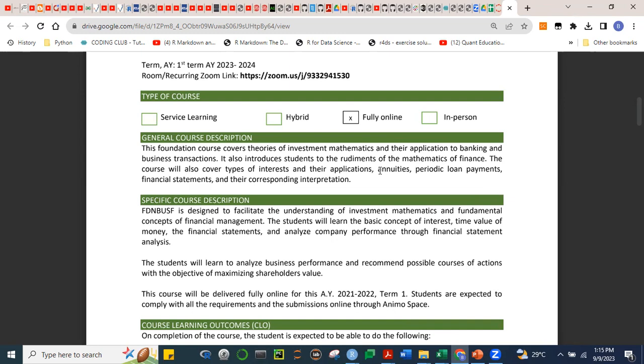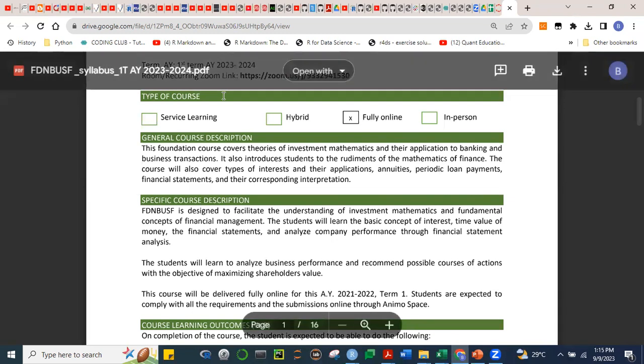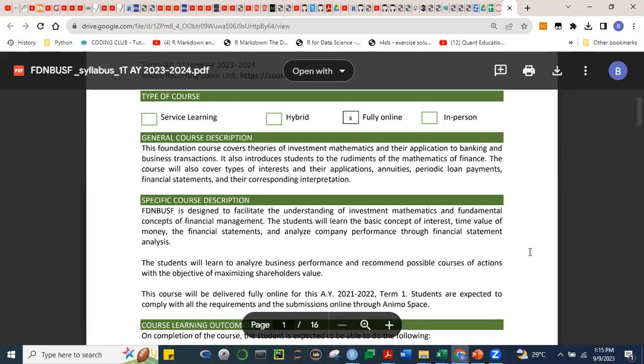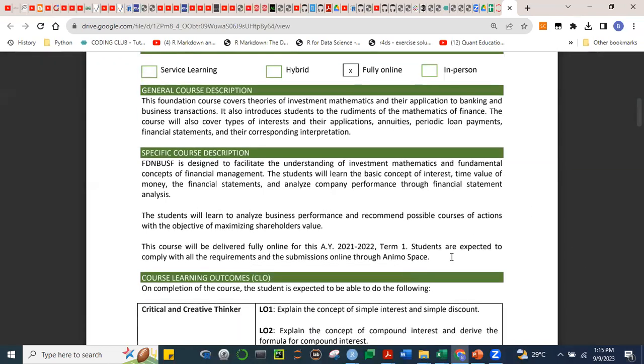So you'll have quizzes on these topics, and then usually the finals is departmental. So it will be the same for all sections, for all students taking FDNBUSF. This is designed for the course description. It's geared towards the understanding of investment mathematics and fundamental concepts of financial management. There are only two subjects that you will have under finance. Of course, the majority of your subjects will be from marketing itself.